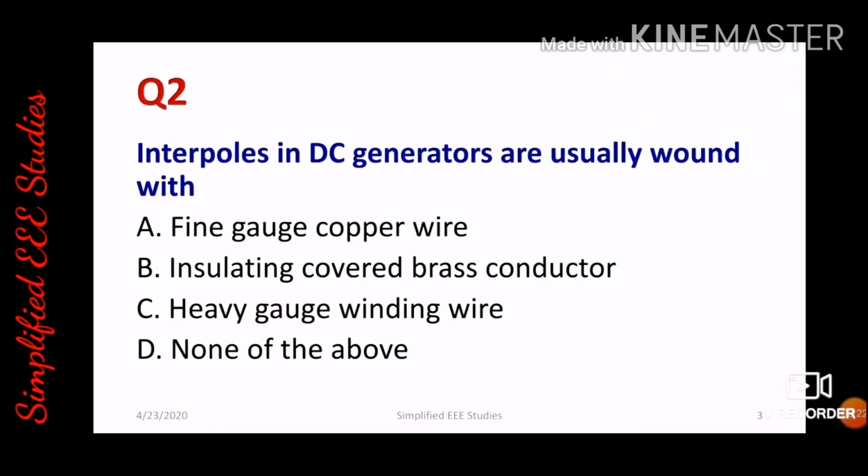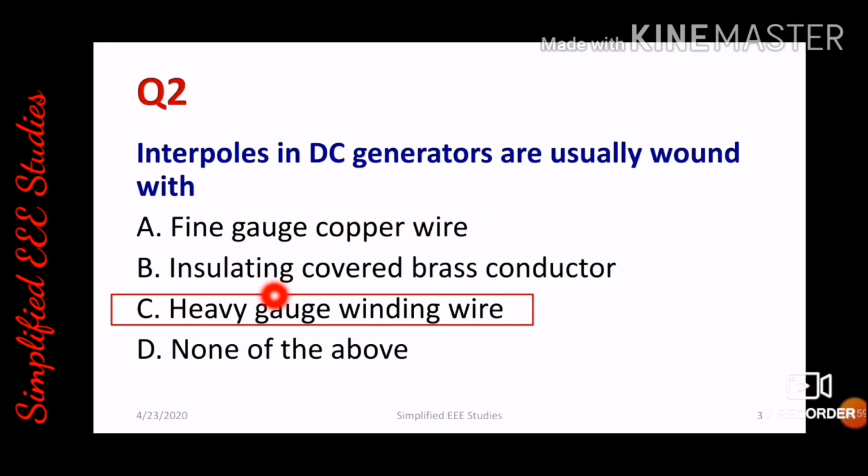Let me move on to the next question. Interpoles in DC generators are usually wound with option A, fine gauge copper wire, option B, insulating covered brass conductor, option C, heavy gauge winding wire, and option D, none of the above. So you need to know what is meant by interpole and what is the speciality of interpole. Interpoles are mainly used for prevention of armature reaction in a DC generator. That is why we are using interpoles. So normally heavy gauge winding wire is preferred for DC generators as an interpole.